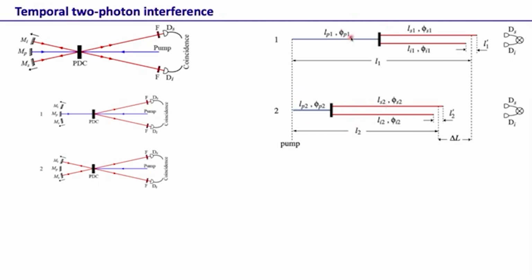Phi P1, these are the extra phases. These come because of geometric phase or phases introduced by reflection from mirrors, beam splitters and so on. So these are the additional phases that these photons can accumulate, and we are showing that here. So in general, we have these two alternatives, and in these two separate alternatives, the pump, the signal and the idler photons can have different path lengths that they have traveled.